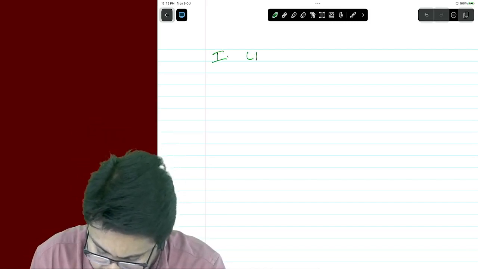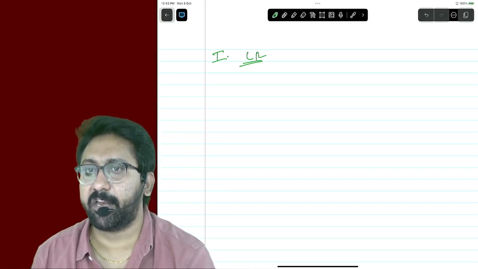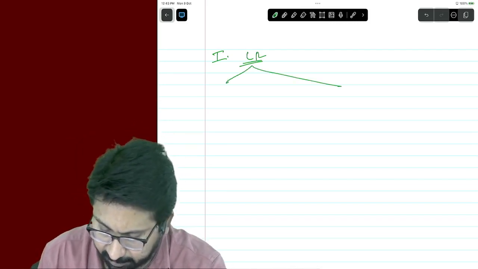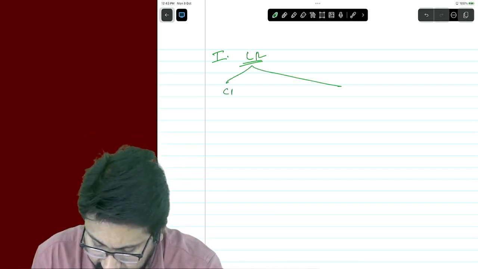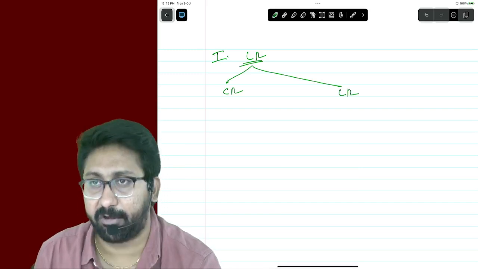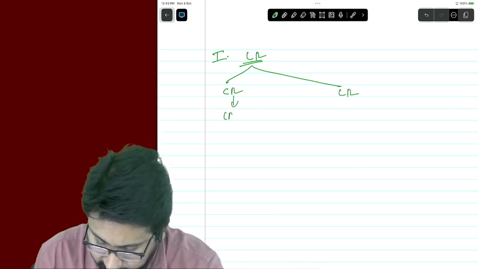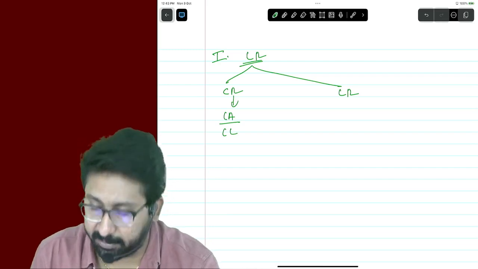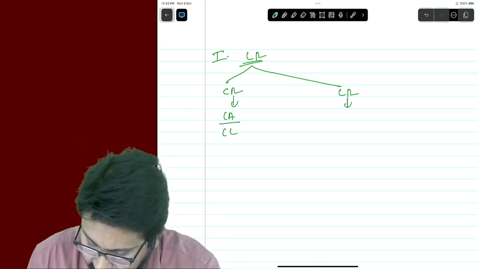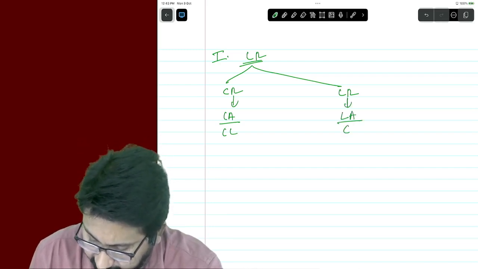Number one, what is the ratio we started with? Liquidity ratios. In that how many types are there? Number one is current ratio. Number two is liquid ratio. Formula for current ratio: current assets by current liabilities. What is the liquid ratio? Liquid assets by current liabilities.